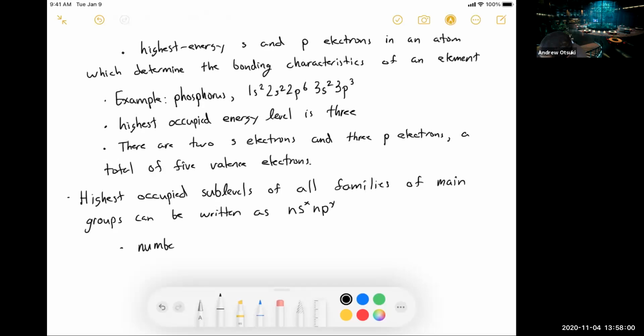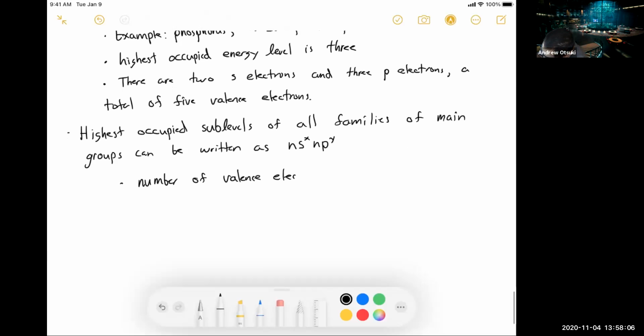Number of valence electrons is the sum of x plus y. Okay, so those are valence electrons, the outermost shell electrons in the element.